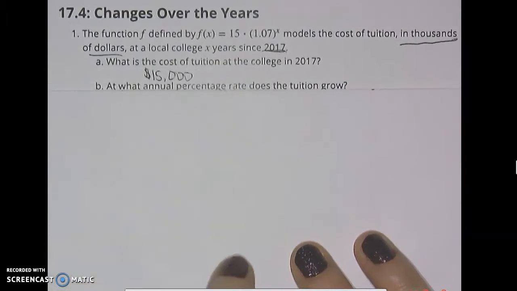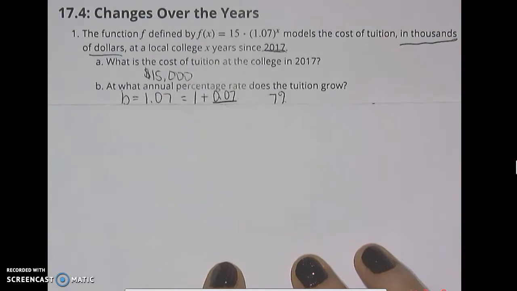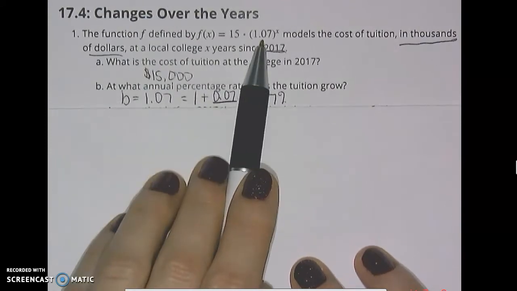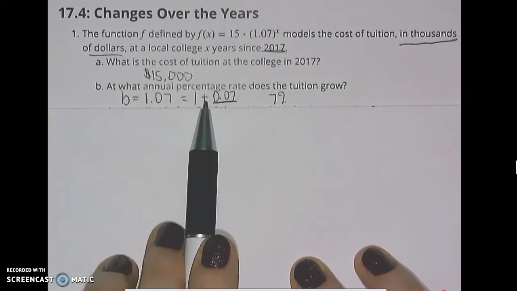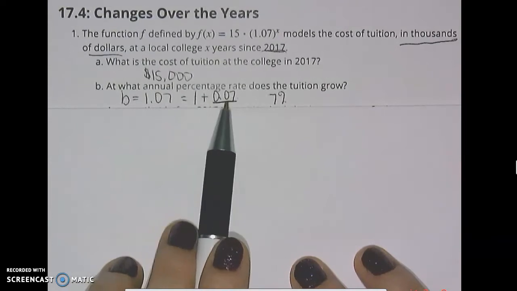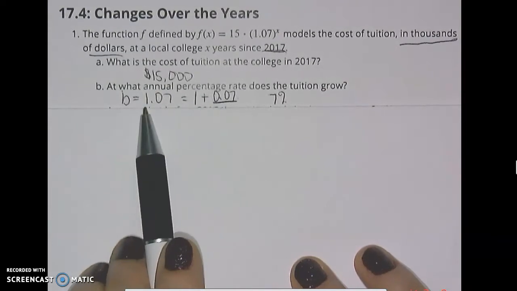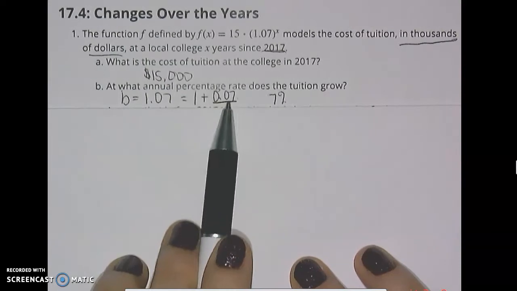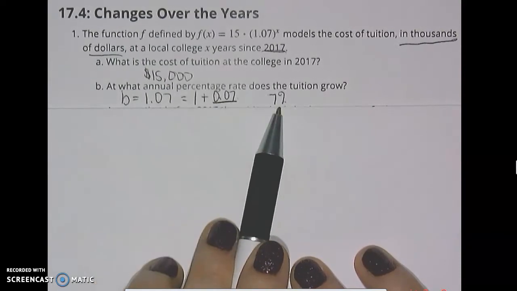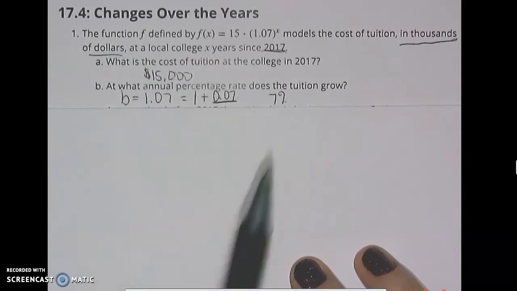At what annual percentage rate does the tuition grow? Well, remember, for rate, we're looking at that 1.07, the B value. That is 1 plus, since it was interest. And if you're just getting rid of the 1, you have 0.07. We move that decimal place 2 spaces back over. We have 7% tuition growth.